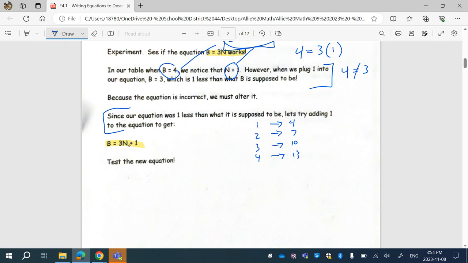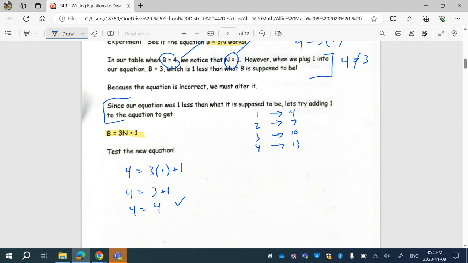So we can try the first one. Let's try, does 4 equal 3n plus 1? Yes, 4 does equal 3 plus 1. So 4 does equal 4. That's right. We can try another one just in case. So b, remember, is the number of boards. So let's try 7 equals 3 times 2 plus 1, where n is the number of plots. That's 6 plus 1. And yes, indeed, 7 does equal 6 plus 1, or 7. So this is a correct formula now.